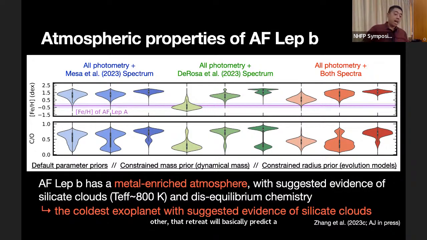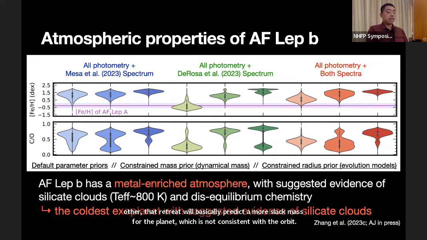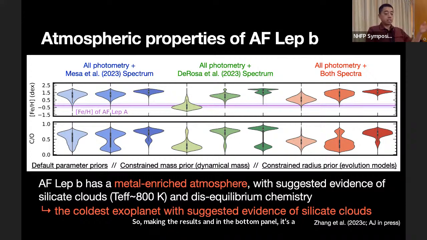And the bottom panel is a C to O ratio, and we can see it's kind of hard to draw a conclusion here because the C to O seems to depend on the data we analyze and what priors we use, and could be by model as well.